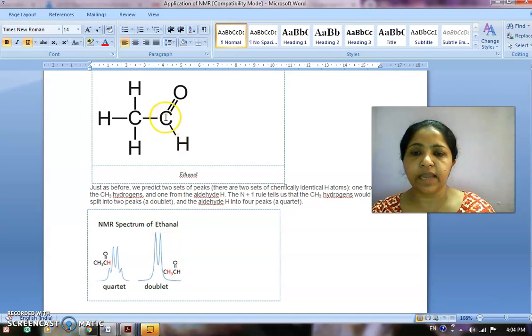So there will be a little bit of deshielding, but not that much, because it is not directly bonded to the carbon which is bonded to an electronegative atom, whereas this H is directly bonded to the carbon which is bonded to an electronegative atom. So this is more deshielded than this. So this will have a higher delta value, and this will have a lesser delta value. Now what about this one? This is H, and there are 3 neighboring protons, so it will get split into a quartet. 3 plus 1, 4.